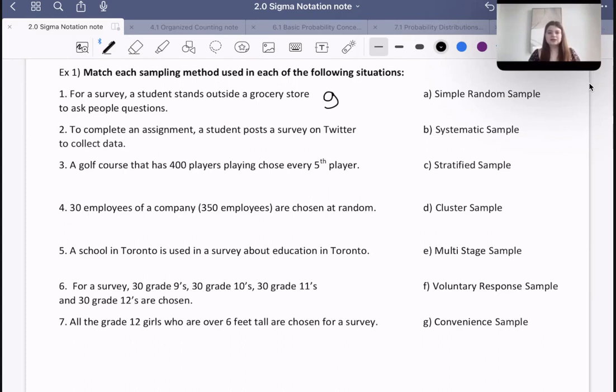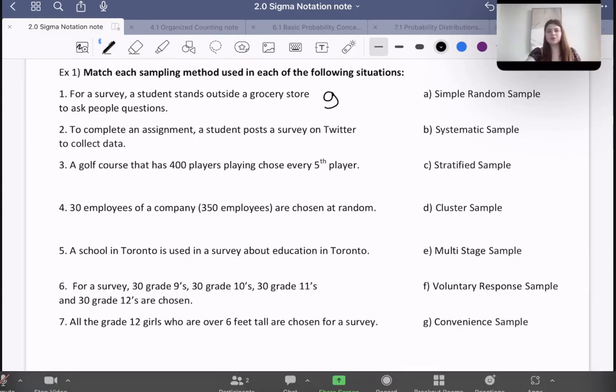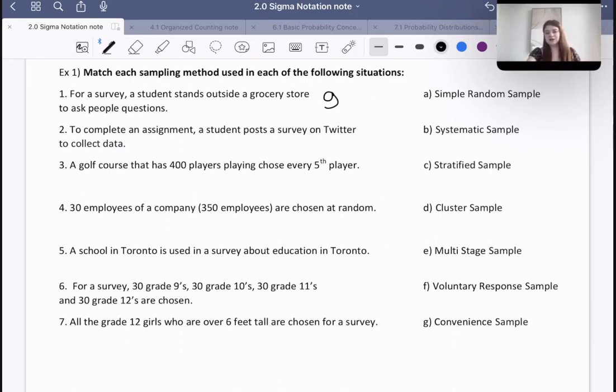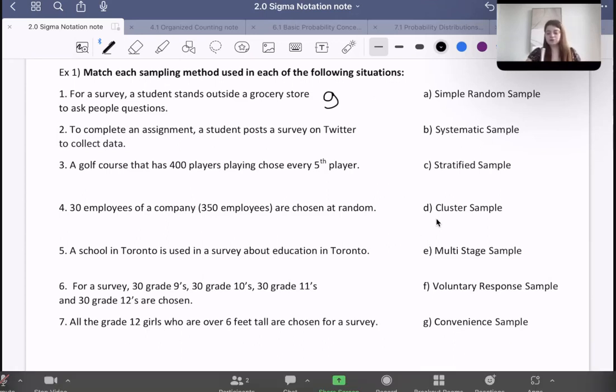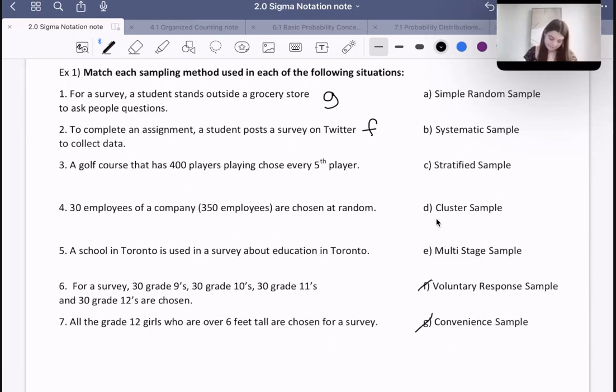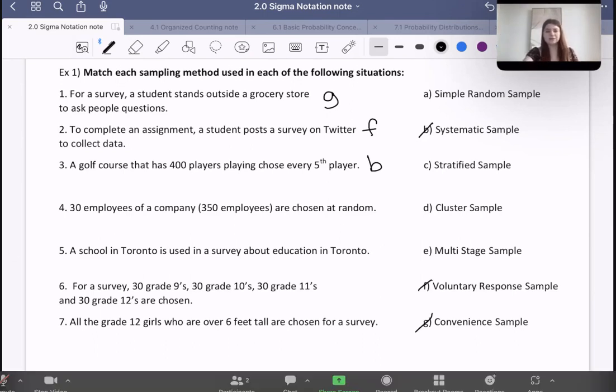Well, this is a voluntary response sample because this is a sample where anyone can choose to participate if they wish, and people who don't wish to do so don't have to. So this would be F, I would say. The next one says a golf course that has 400 players playing chose every fifth player. Okay, well, that's systematic sampling, right? Because they start in a random place and then they just select every fifth person. So that would be systematic sampling.